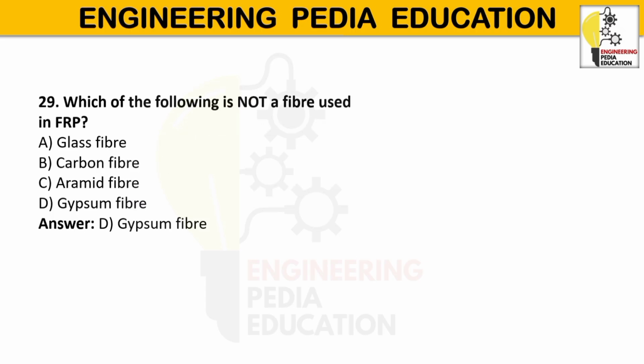Which of the following is not a fiber used in FRP? Glass fiber, carbon fiber, aramid fiber, gypsum fiber. Glass fiber, GFRP, carbon fiber, CFRP, and aramid fiber, AFRP, all three are used in FRP. So the correct option is D, gypsum fiber. There is no gypsum fiber used in FRP.